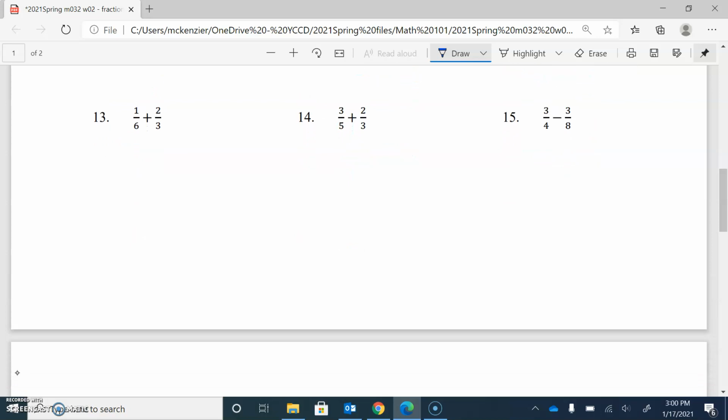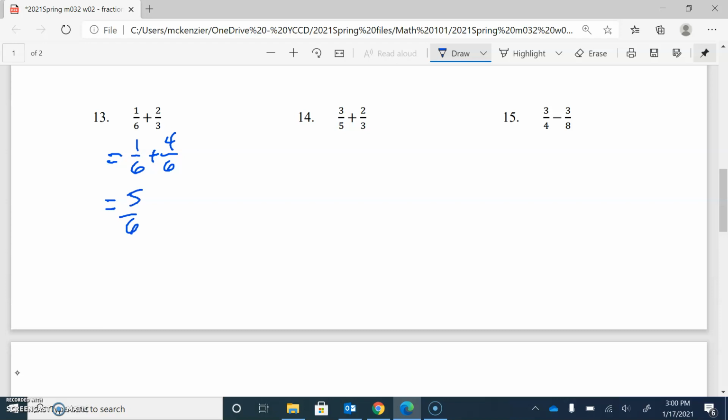Okay, for problems 13, 14, and 15, we don't have a common denominator, which we're going to have to find. For number 13, it's a 6. So we get 1/6 plus 4/6 when we rewrite the 2/3 with the numerator and denominator doubled. So that's going to give us 5/6 for our final answer.